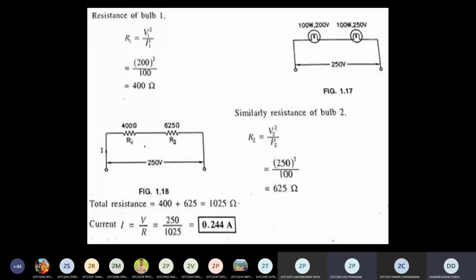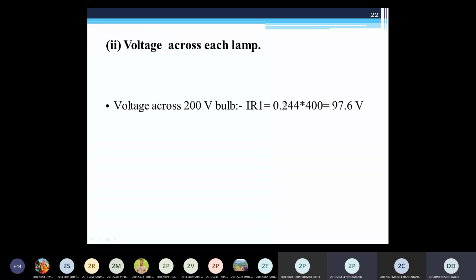Here, voltage across bulb 1 is equal to the current flowing into this bulb times the resistance of this bulb. So V is equal to I into R1. I is 0.244, into R1. Resistance R1 is 400 ohm. So voltage across the first bulb is 97.6 volt.